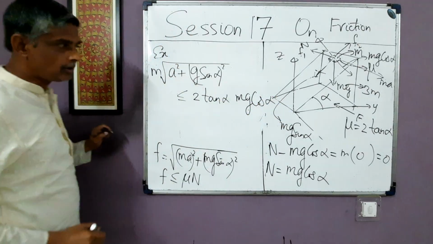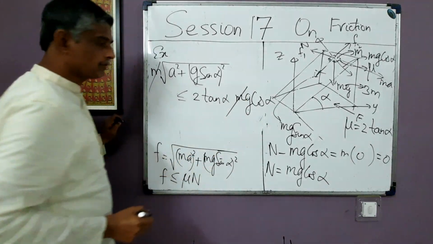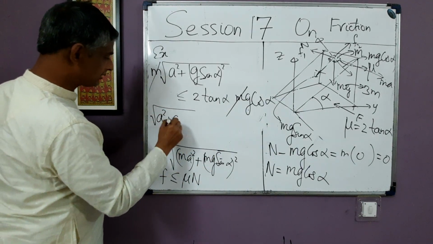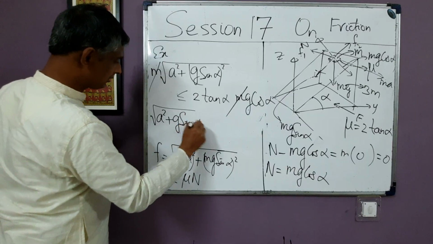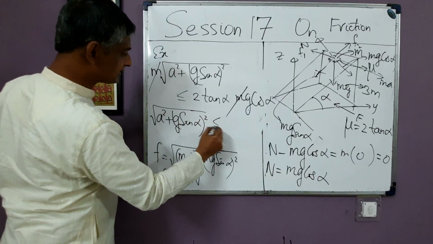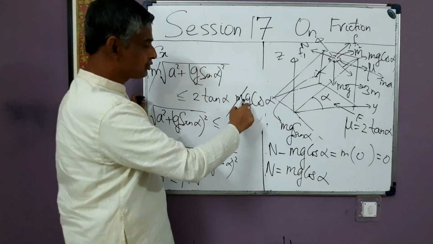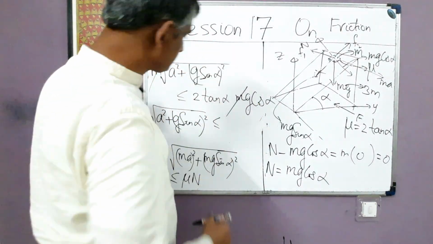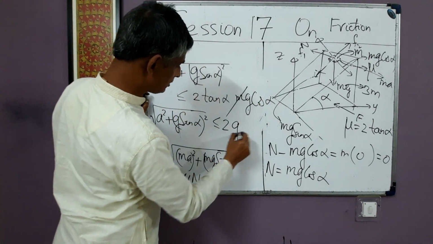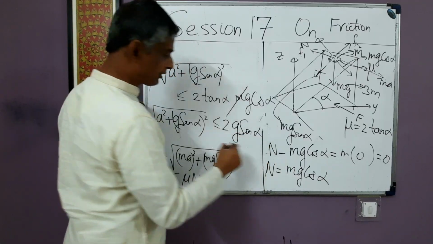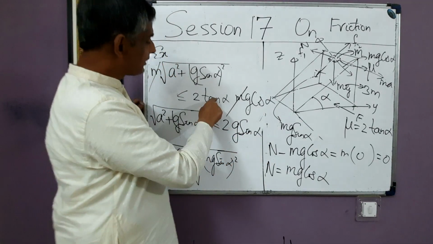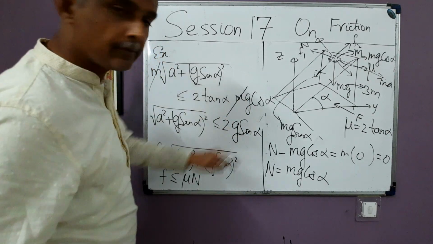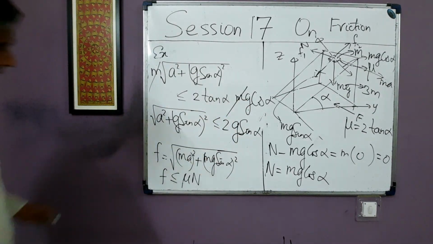Mg cos alpha. Now m will go away. So how much does it become? Root under a square plus g sin alpha whole square is less than or equal to 2 tan alpha into g cos alpha. But tan alpha into cos alpha, from trigonometry, is known to be sin alpha. So this becomes 2g sin alpha. I hope it is clear how it is obtained. Tan alpha is sin alpha by cos alpha, cos alpha cancels out, sin alpha remains, so 2g sin alpha.